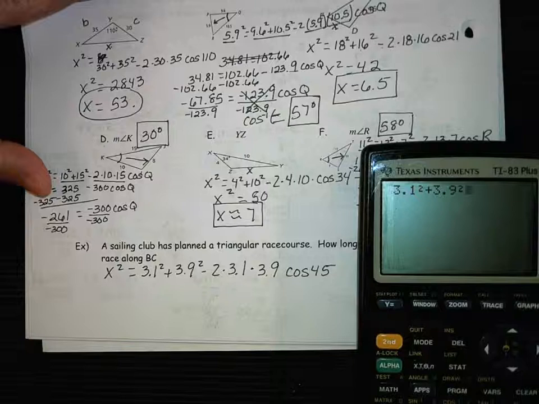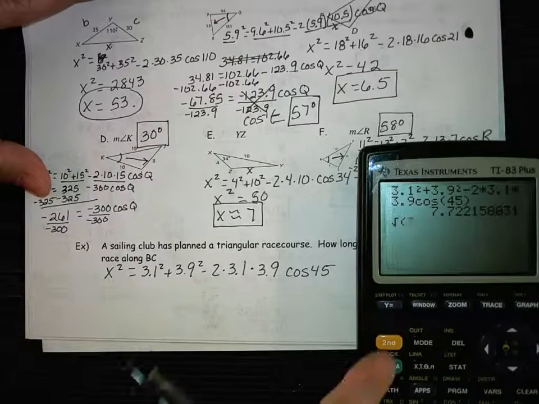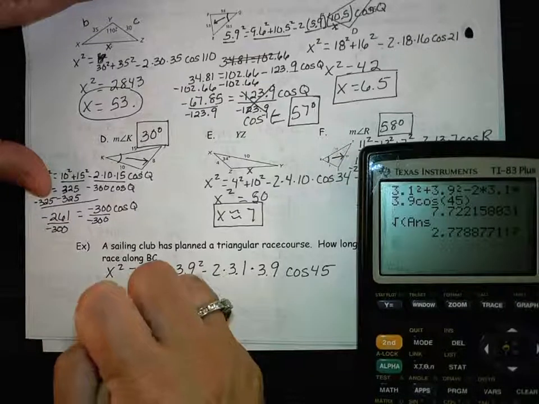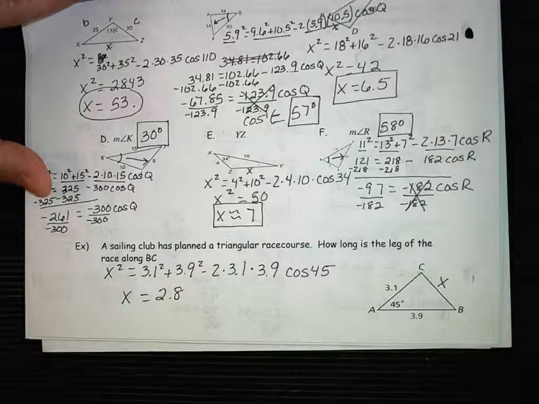3.1 squared plus 3.9 squared minus 2 times 3.1 times 3.9 times the cosine of 45, excuse me. And then we square root that answer, and that ends up being right about 2.8. It doesn't say what our units are, 2.8 units long.